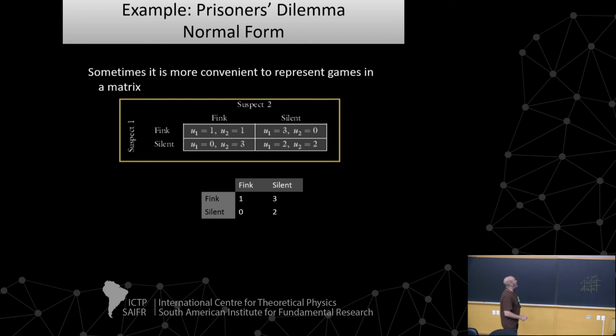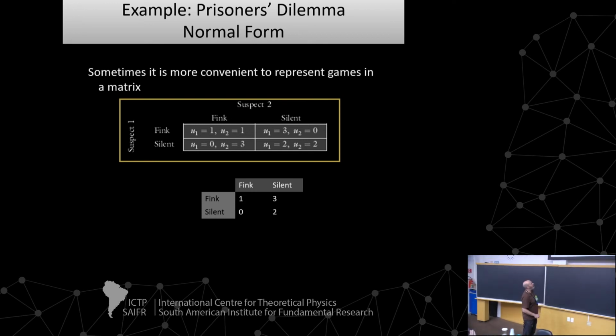The other form, that is called the normal form, is something that I have already displayed here, what is called the payoff matrix. Instead of making a tree, what I do is a table, that is this one here, and from this table, what I get is a matrix.